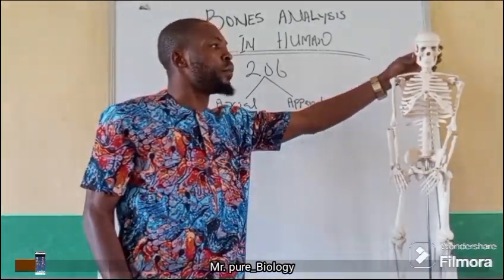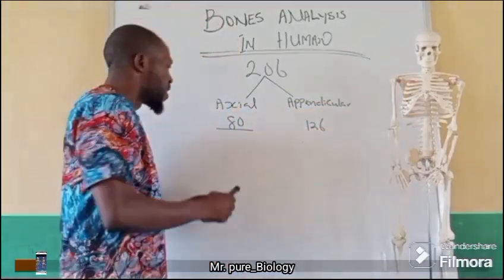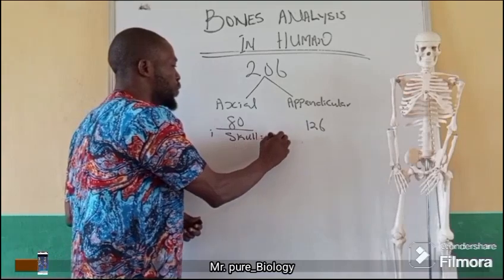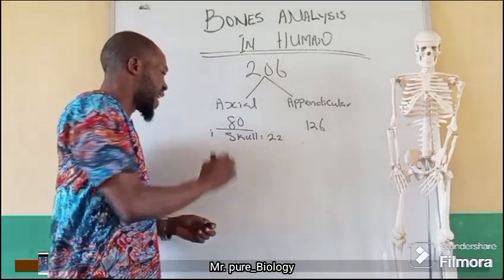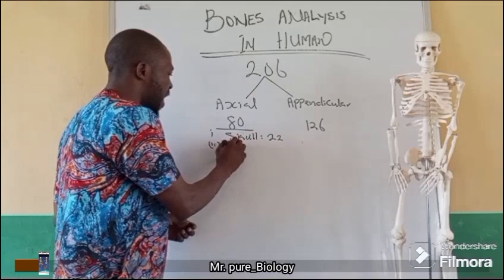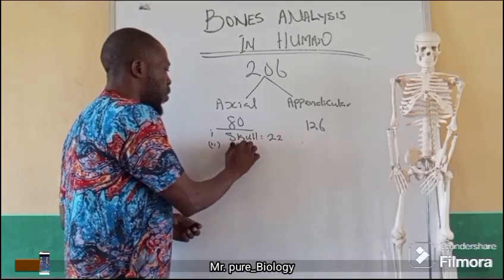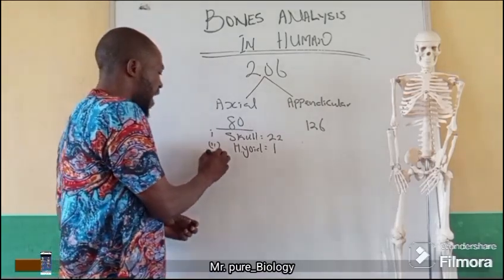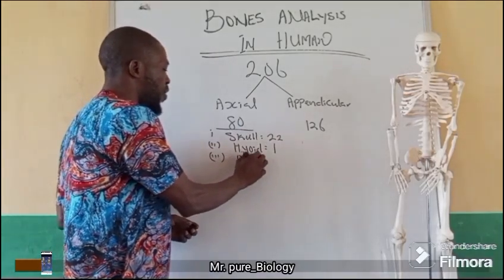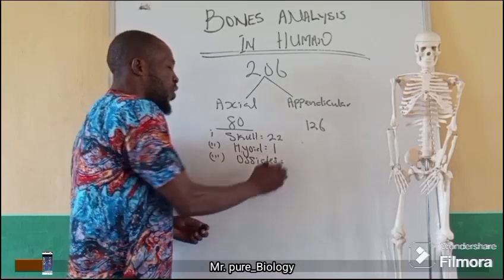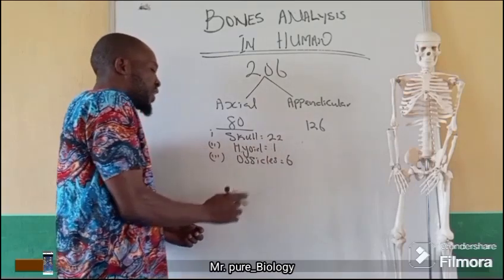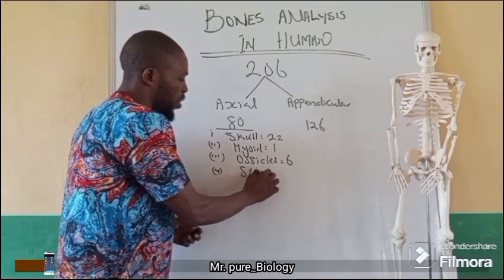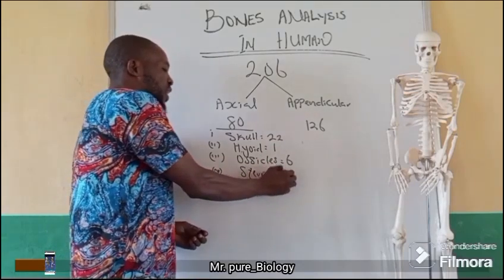Now, to look at the components of the axial skeleton, we start with the skull. The skull is 22 bones out of the 80 of the axial. Number 2, we have the hyoid bone. This hyoid is just one bone. Then we have the ossicles, which we normally call auditory ossicles. Auditory ossicles are just 6 bones. Then we have the sternum. Sternum is just one bone.